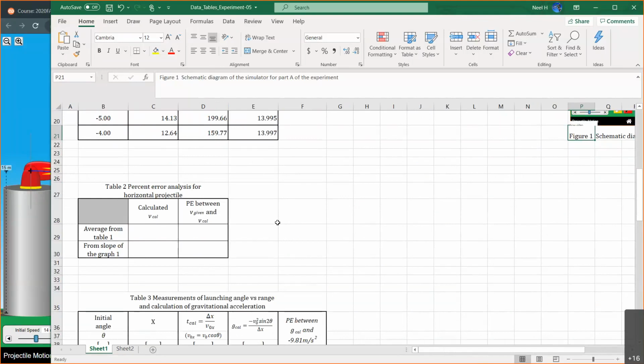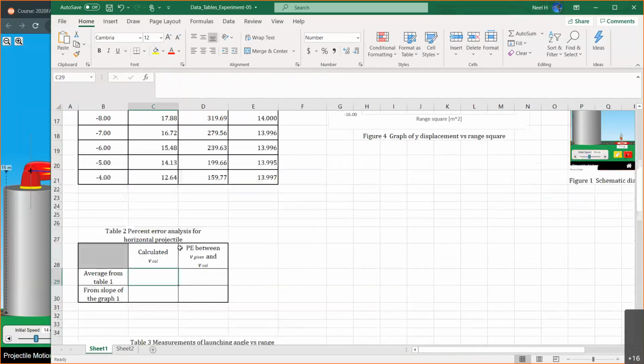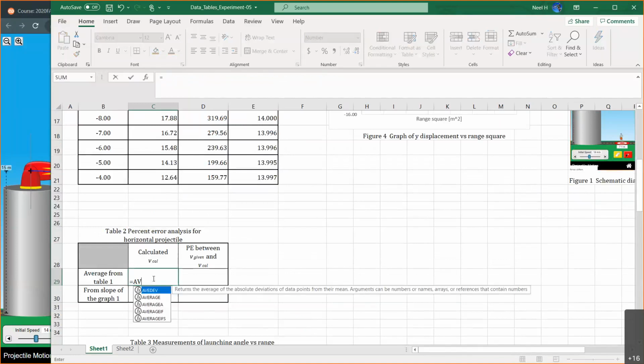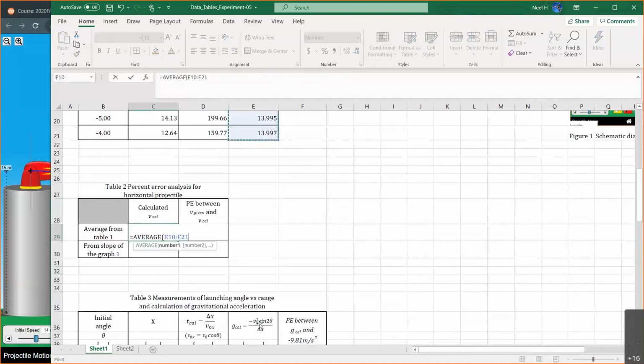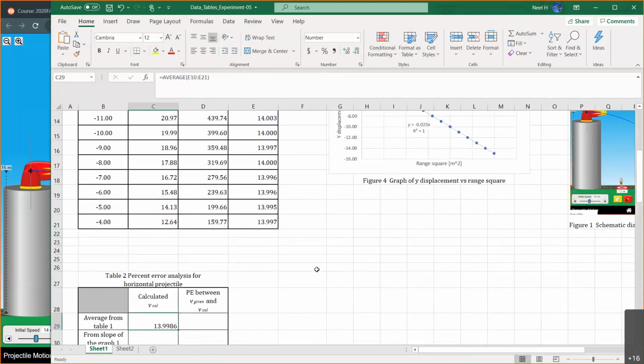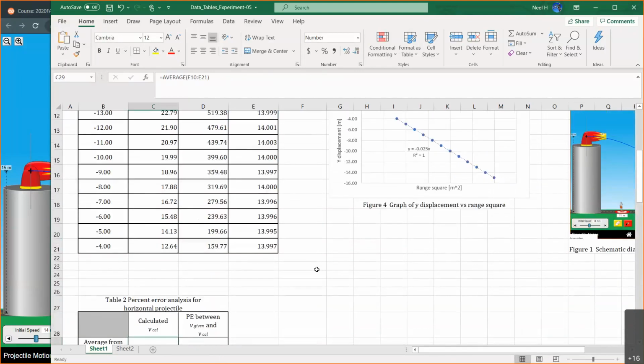Okay, then let's continue. Let's do table number two. Average from table number one, calculated average. You know how to do average: equal sign AVERAGE. Select the average function, then select the data range starting from E10 through E21. So this number is usually going to be perfect. Let's keep a couple of extra decimal places, otherwise it's going to show you 14.0 exactly, okay?